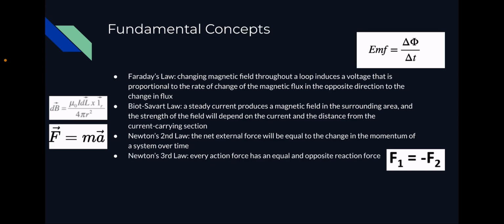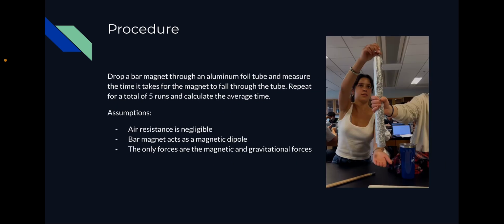Next is the Biot-Savart law, which states that a steady current produces a magnetic field in the surrounding area, and the strength of the field will depend on the current and the distance from the current carrying section, and that law is shown to the top left. Then Newton's second law, the net external force will be equal to the change in momentum of a system over time, and Newton's third law, which states that every action force has an equal and opposite reaction force.